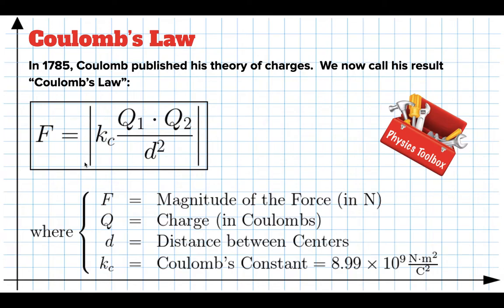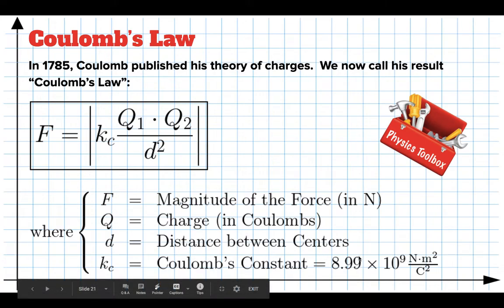And it's the absolute value of that result. So sometimes Q1 might be positive or negative, Q2 might be positive or negative, but it doesn't matter. This equation always tells us the size of the force, just how big it is, not what direction it's going. So that's why there's absolute values here, the magnitude.